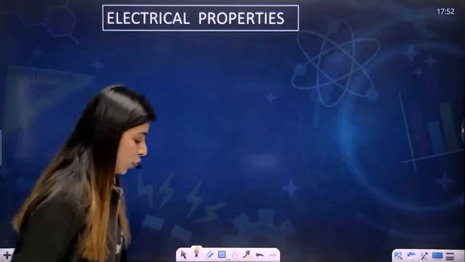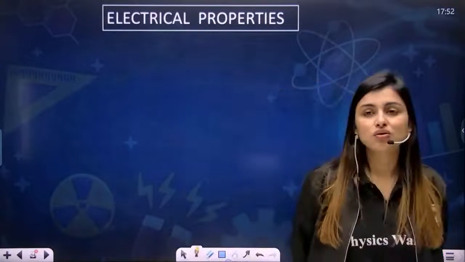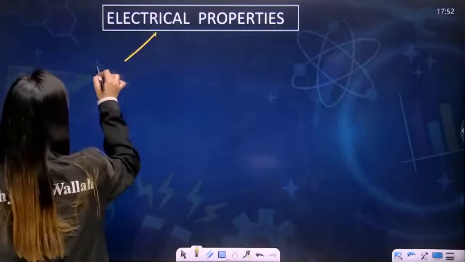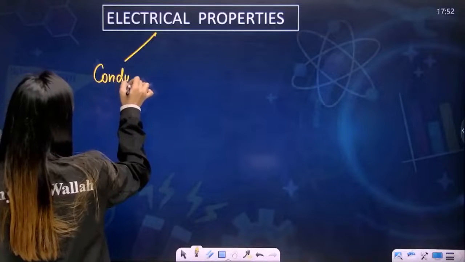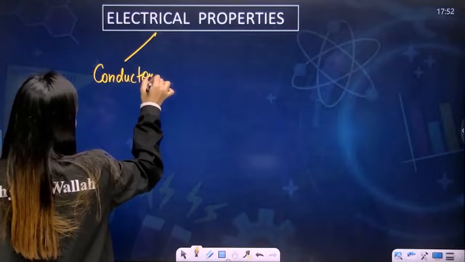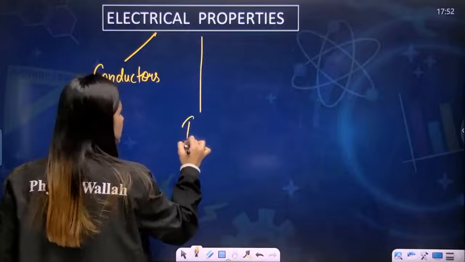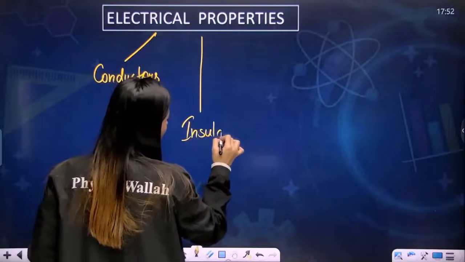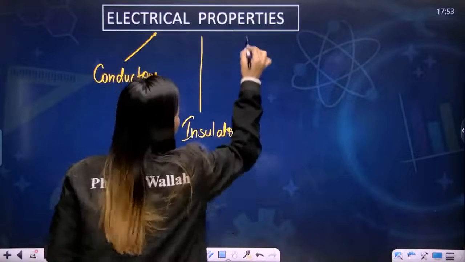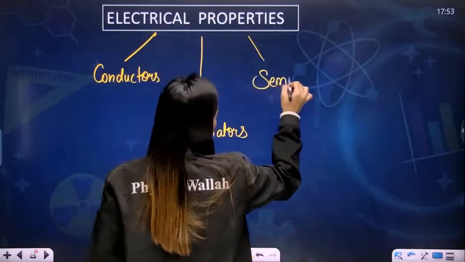The next is your electrical properties. So now let's try to understand about the electrical properties. You know that on the basis of the electrical properties, you can classify your solids into majorly 3 parts. One is your conductors, or insulators, or semiconductors.